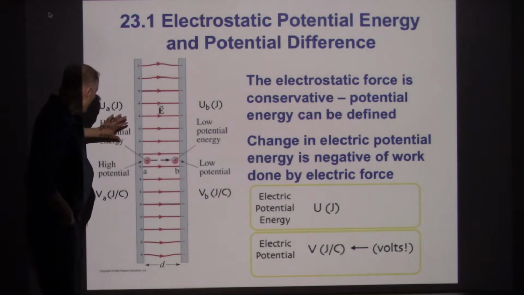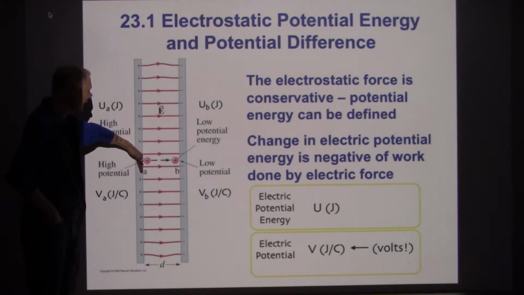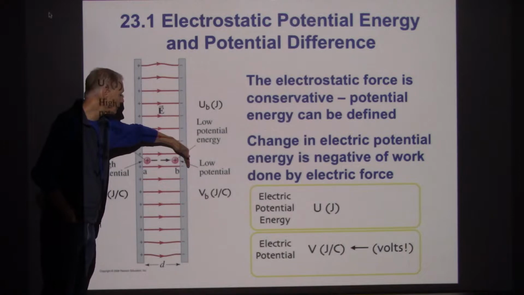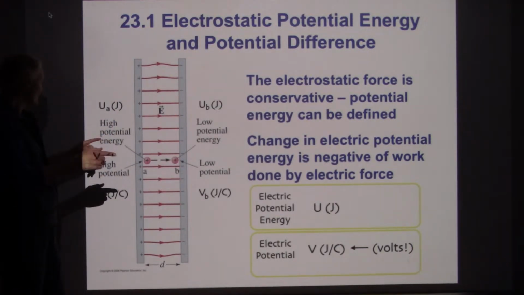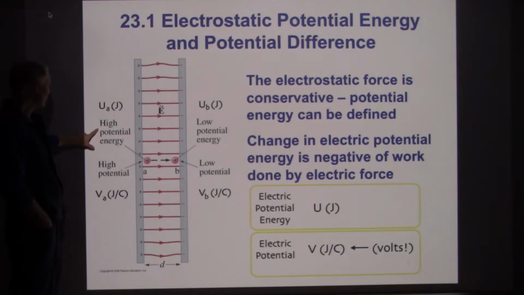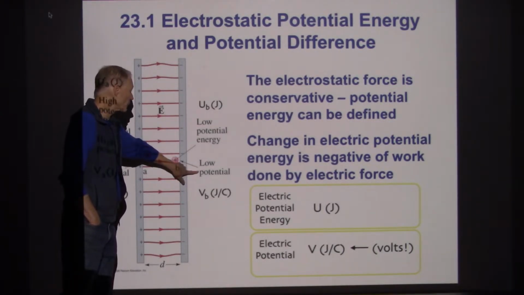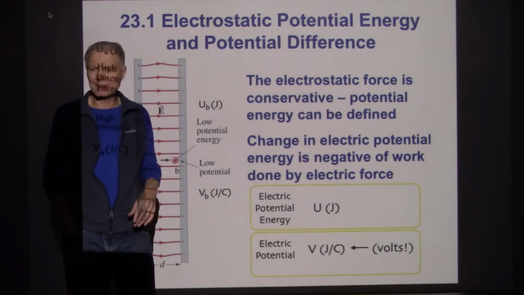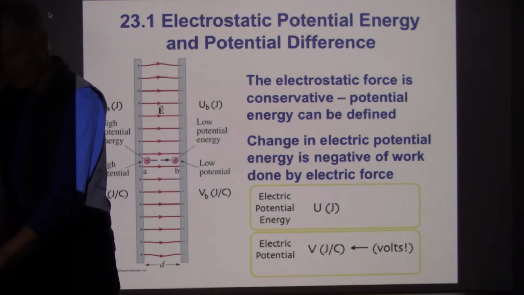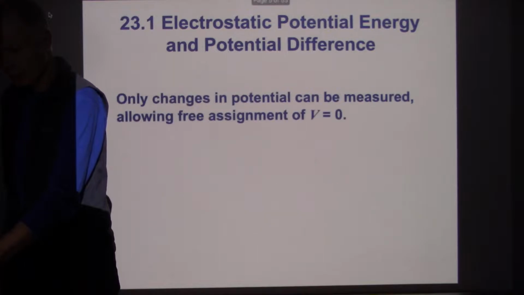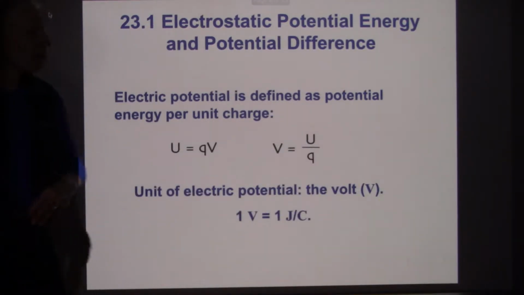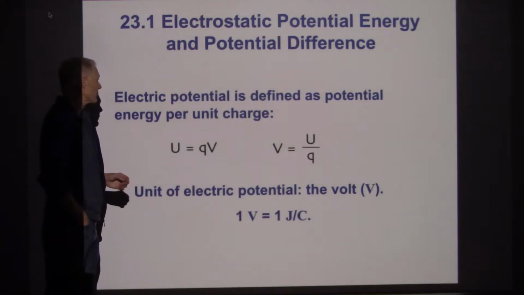Now, the electric potential is defined to be higher in the region of positive charge and lower in the region of negative charge. And so for this example, the higher potential energy is associated with a higher electric potential, and the lower electric potential energy is associated with the lower electric potential. Now that's because we're dealing with positive charges here. But let's write down a couple things first, and then we can ask what happens if it's a negative charge.